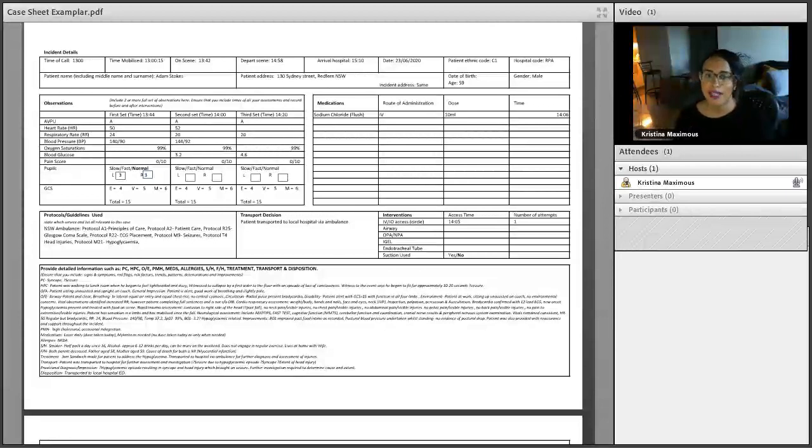So please make sure that you take a lot of time and effort, when you do a thorough assessment, that you record it and you record what you found and what you haven't as well.